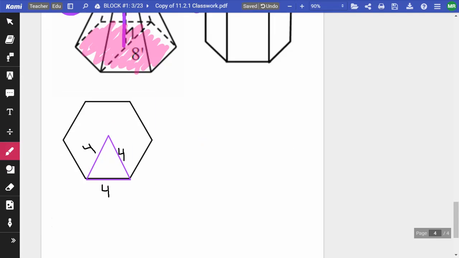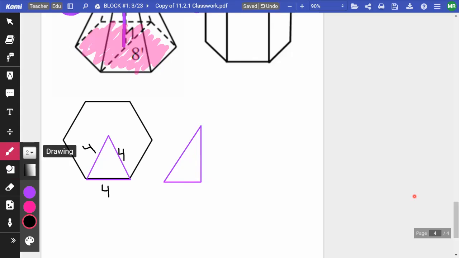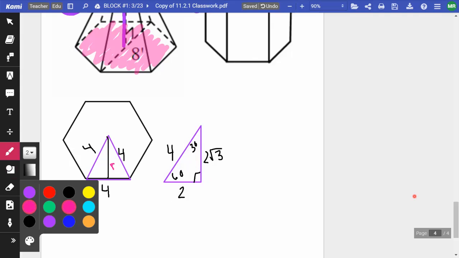Okay, and then I am going to take that triangle and split it in half. So if I split that triangle in half, this is going to be 2, because it's half of the 4. This is 4. And this is now a 30, 60, 90. So that's my 60. This is going to be my 30. And so this is going to be a 2 root 3. So that means that this height right here is 2 root 3.